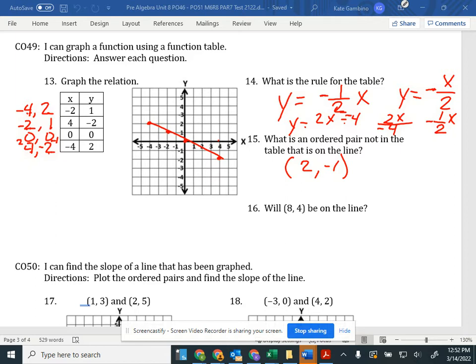So the first thing we looked at was if there was a negative that we wanted to work with. Going from a negative to a positive or a positive to a negative tells us we're going to be multiplying or dividing by a negative. Second thing was seeing that we were halving each time: 2 to 1, 4 to 2. So that's how we came up with the half. And then our question, will 8, 4 be on the line? Well, if we put an 8 in for x and we want negative half of it, half of 8 is 4, but it has to be a -4.